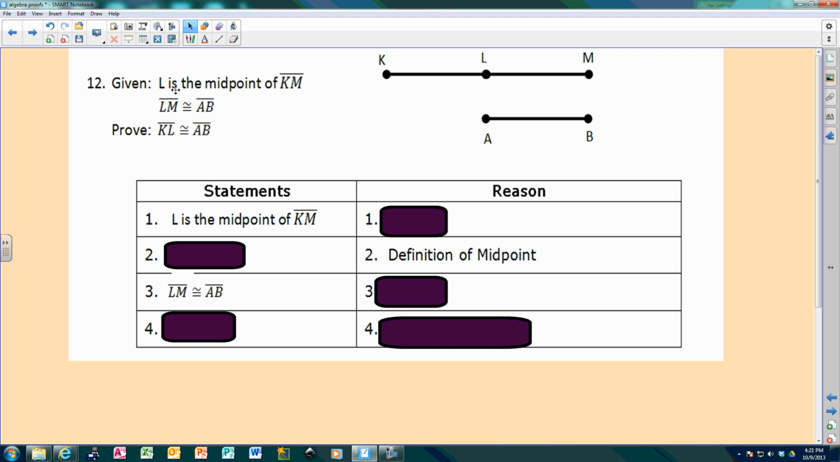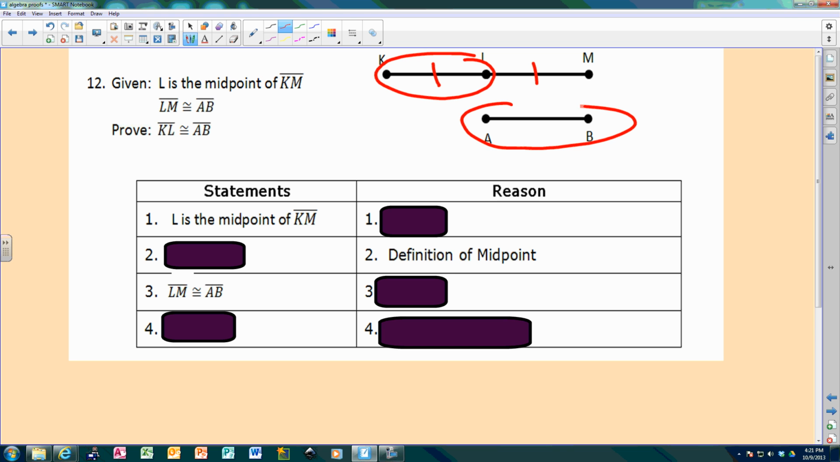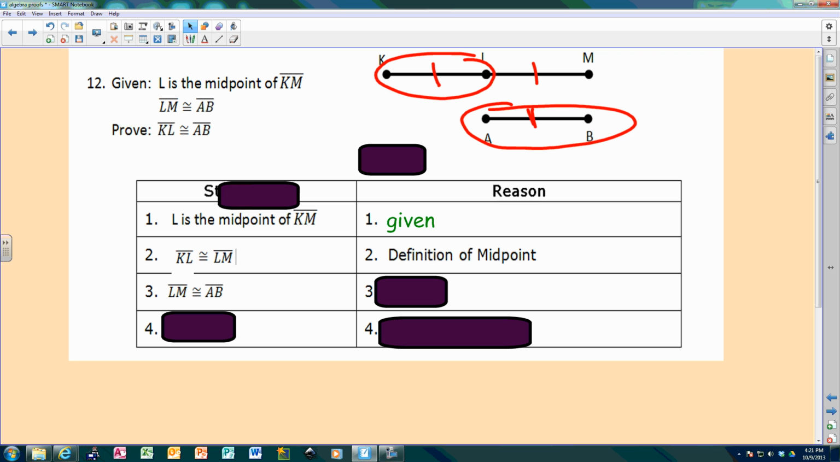All right. LM is the midpoint. Well, if LM is the midpoint, I know this equals this. So I'm going to go ahead and mark that. And what I want to do is prove that this segment here is congruent to this segment here. And I know this segment is equal to this segment. So L is the midpoint of KM. Why? Well, it's given. And since I know that L is the midpoint, I can say KL equals LM because it's the definition of a midpoint.